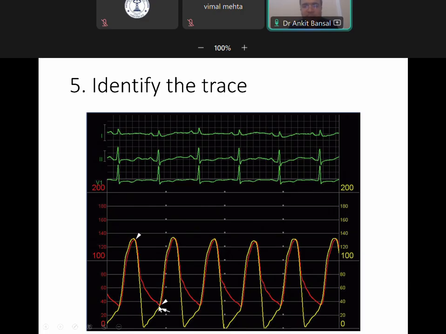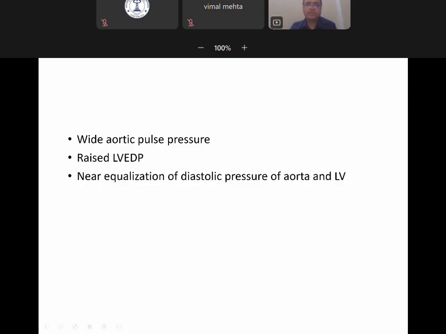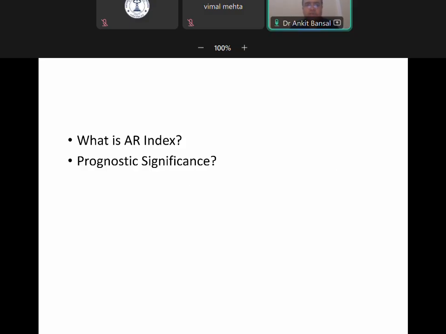If you say this finding as your first explanation, you will get full marks. You don't have to say increased pulse pressure, raised LVEDP. This is the classical sign of severe aortic regurgitation. So the findings are wide aortic pulse pressure, raised LVEDP, and near equalization of the diastolic pressures of aorta and LV. So my second question is, what is the AR index and what is its prognostic significance?